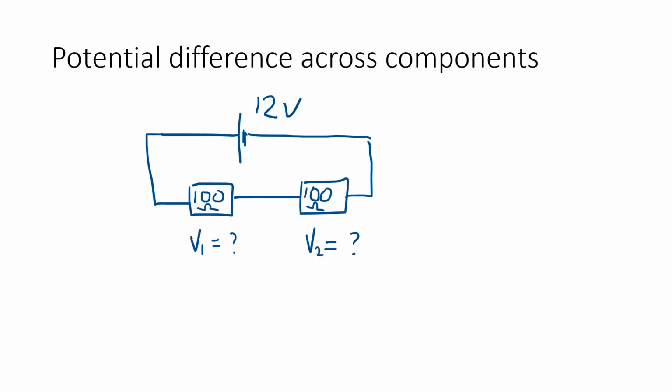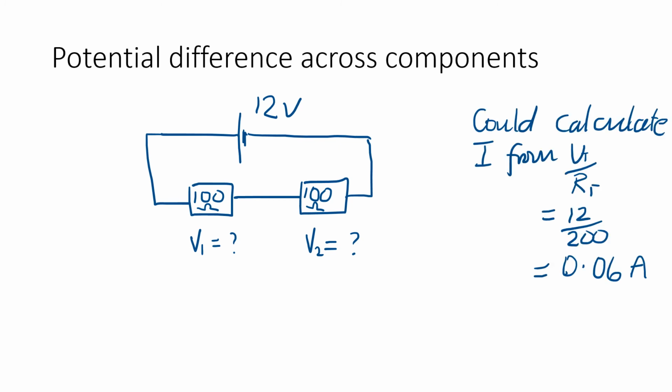We're now going to look at the potential difference across components. If you had two 100 ohm resistors connected together in series to a 12 volt power supply, what would you expect the V1 and V2 readings to be? So the potential differences across each of the resistors. So if you've looked at that and just said, well, it's going to be 6 volts across each resistor, then you would be absolutely right. But let's show that that is the case.